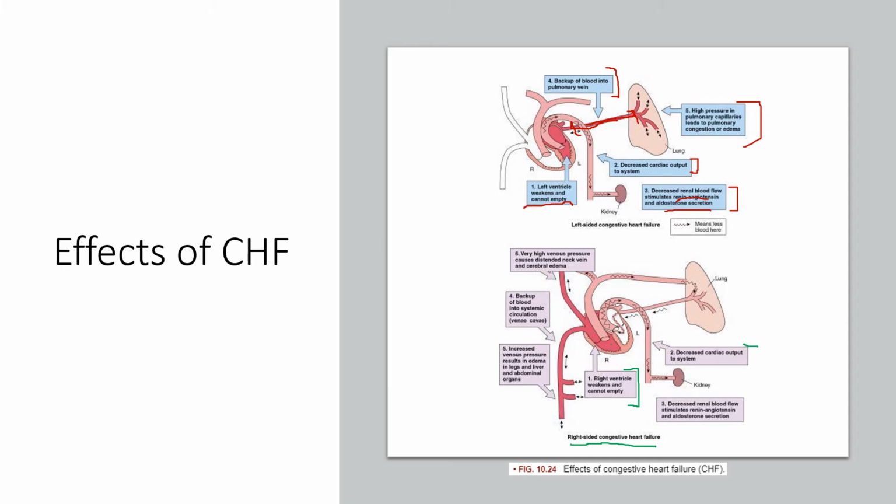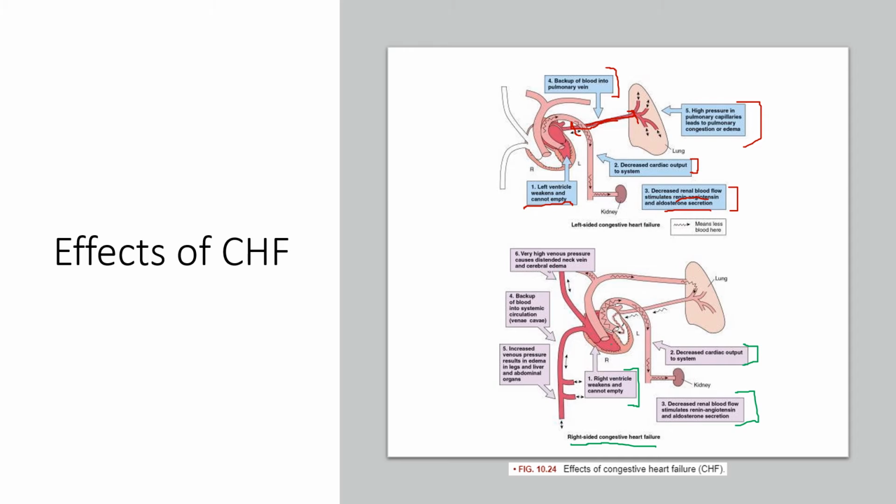And again, we have a decreased cardiac output to the system because this is a very upstream effect where in left-sided congestive heart failure, we already have oxygenated blood and the difficulties on that left side, but this is more upstream with right-sided congestive heart failure. So we're going to get a decreased cardiac output to the system. And again, same thing happening in the kidney. The kidney is going to suffer, and this is going to stimulate the renin-angiotensin-aldosterone system and secretion.